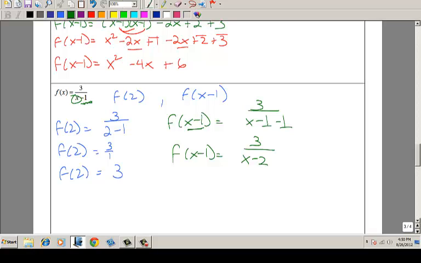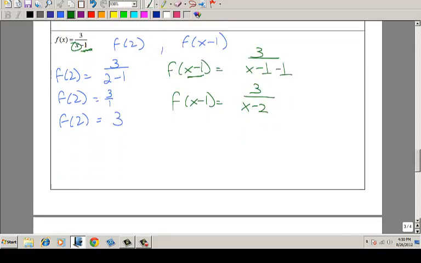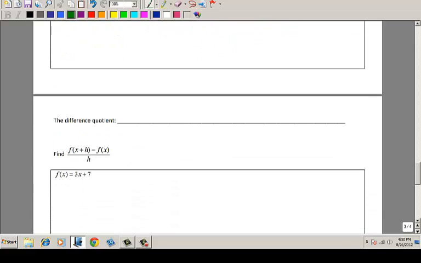Okay, so we've talked about relations, domain, range, functions and function values, and function notation. The last thing in this section that we will look at is the difference quotient. Now the difference quotient, which will always be given to you, is equal to f of x plus h minus f of x all over h.